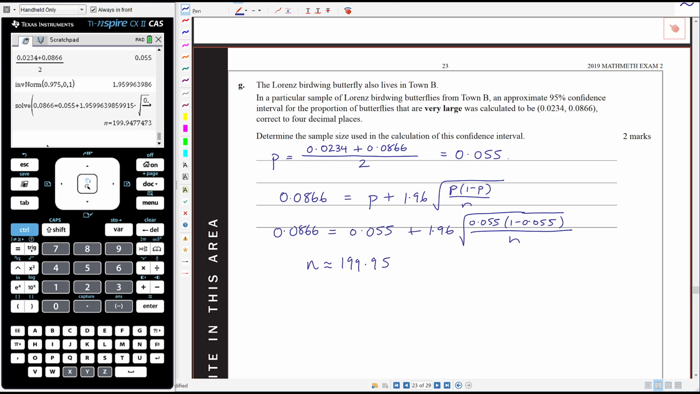Well, we have to round to a whole number, but we do just need to be a bit careful with the rounding in these instances sometimes. If you were to round n down, you wouldn't actually get 95% confidence, you'd be reducing your confidence. So we always should round up.